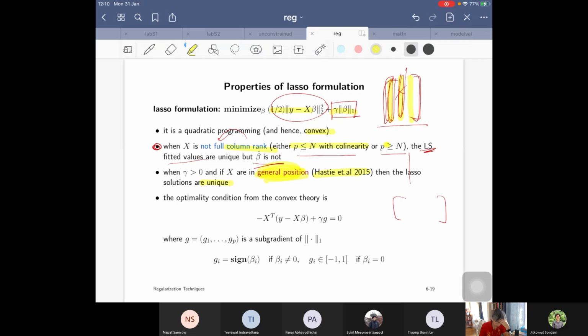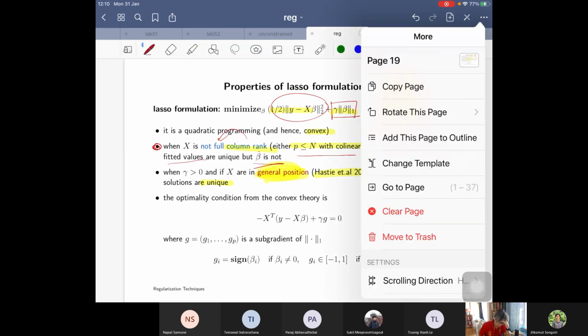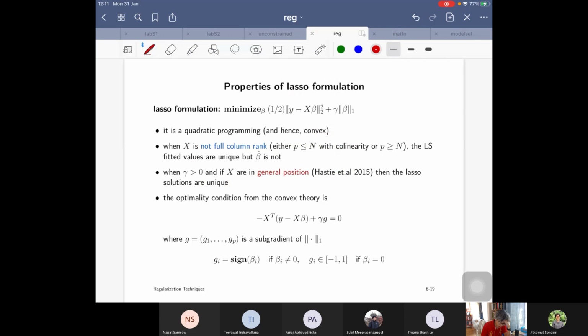Now let's take a look at the optimality condition from the convex theory. It involves the subgradient calculus. In short, in the Lasso problem, the first term is differentiable because it's quadratic. So when we take the gradient of the quadratic term, it is this, right? And then you apply the chain rule, and that gives X transpose. On the other hand, the second term is non-differentiable for all beta.